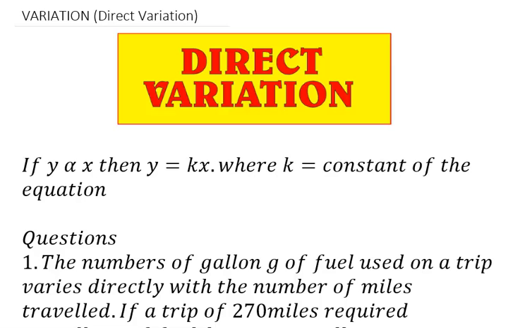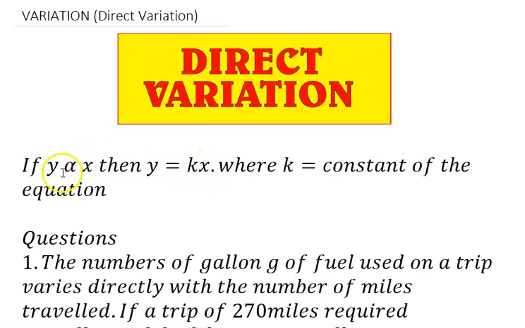As you can see on the screen, if y varies directly as x, then y equals kx, where the proportionality sign changes to a constant k, as you can see, because it is direct. So we say if y varies directly as x, then y = kx.